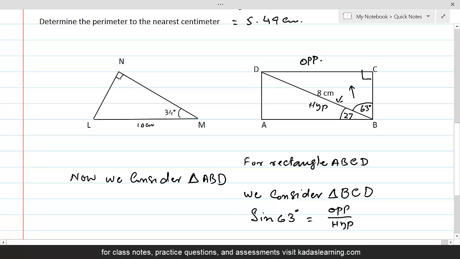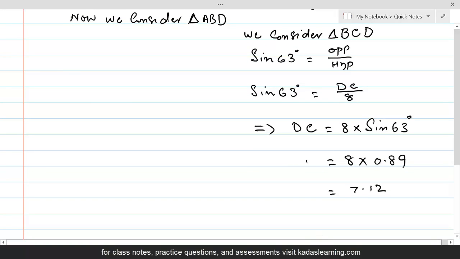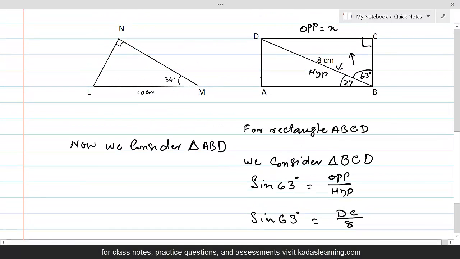Let me call this opposite X, and for X we have the value 7.12. If this AD is called Y, which is the width of the rectangle, then for 27 degrees the side opposite to the angle is AD, so this will be called opposite. The hypotenuse will still be the same because the angle at A is 90 degrees, and the side opposite to it is called the hypotenuse.